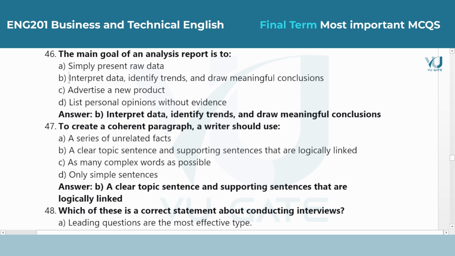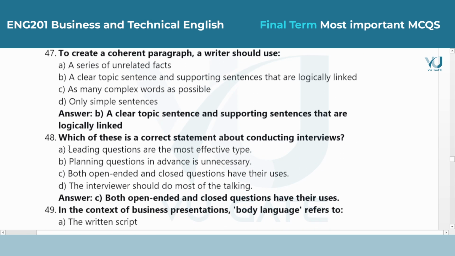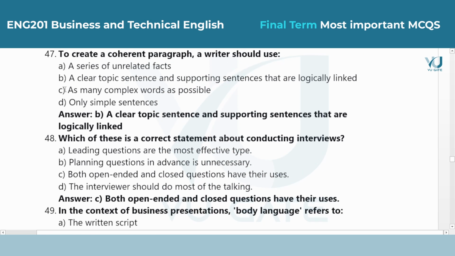46. Question. The main goal of an analysis report is to. Answer. B. Interpret data, identify trends, and draw meaningful conclusions. Concept. Unlike a simple information report, an analysis report explains why the data matters and what it means for the future.